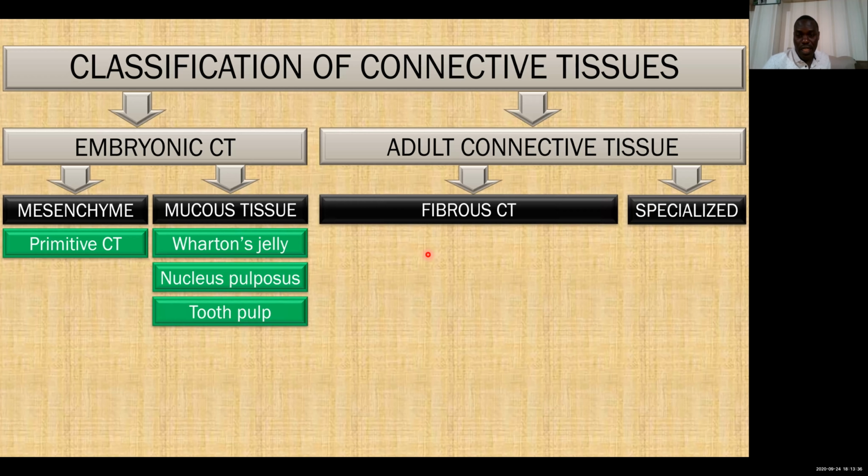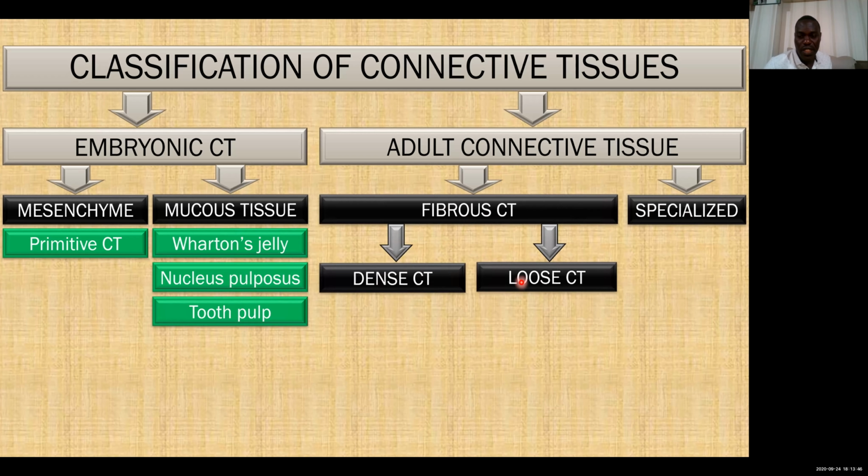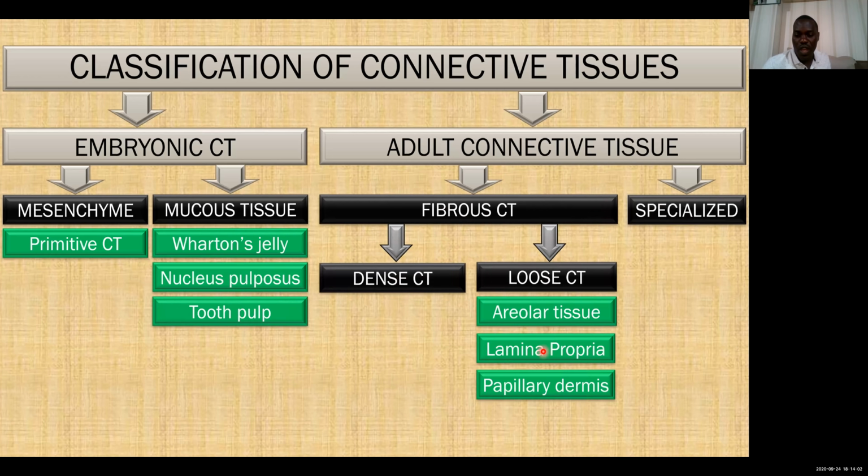The adult type of connective tissue can be grouped into two, the fibrous and the specialized one. The fibrous connective tissue can be classified as dense or loose depending on the amount of collagen fibers one has. The loose connective tissue is also called areolar tissue. We find this one in lamina propria. We also find it in the papillary dermis.